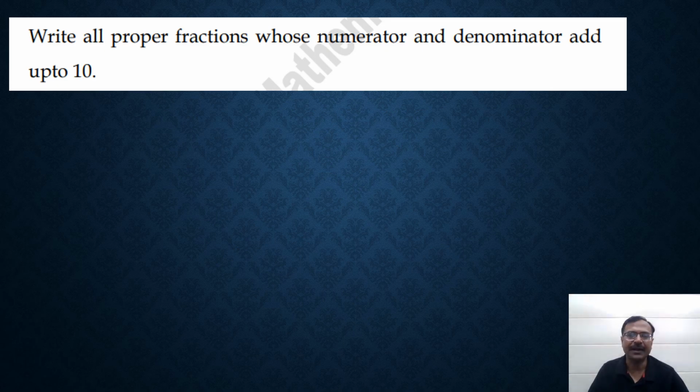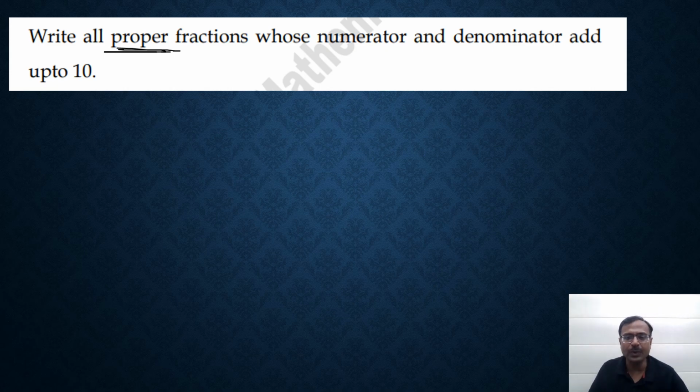Let's see the questions in hand. Write all proper fractions whose numerator and denominator add up to 10. See, these are a little tricky questions. The keyword here is proper fractions. So you should know what is a proper fraction. The numerator is never greater than the denominator. So if the numerator is less than the denominator, then it is a proper fraction.